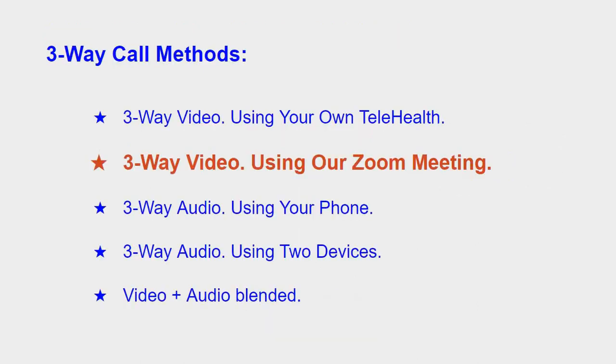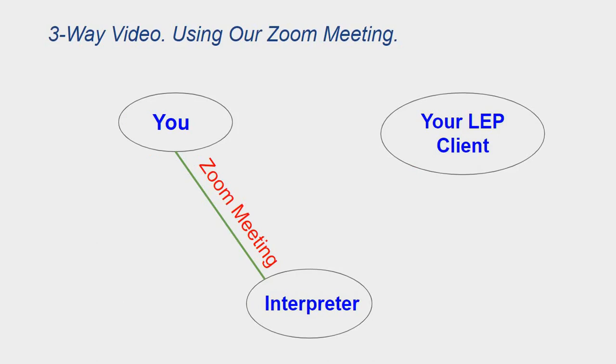Method number 2, three-way video meeting, using our Zoom meeting. This is totally fine too. You just need to send the interpreter's Zoom meeting link to your LEP client to join the video meeting. However, since we do not know which interpreter will be matched to you beforehand, you will not know the meeting link until you join the meeting.